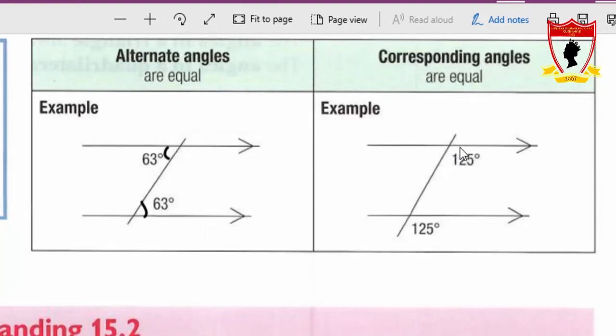And these two angles are corresponding because they have the same position. This one is under the first line on the right. This one is the same, it's under the first line on the right. So these two angles are corresponding angles. And corresponding angles, they form an F letter.